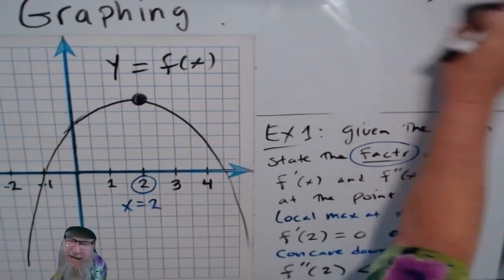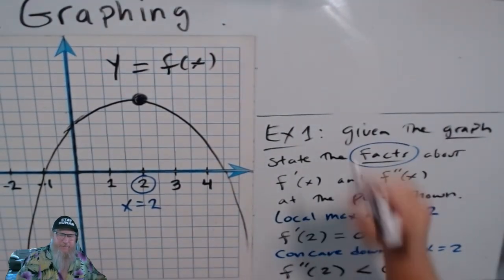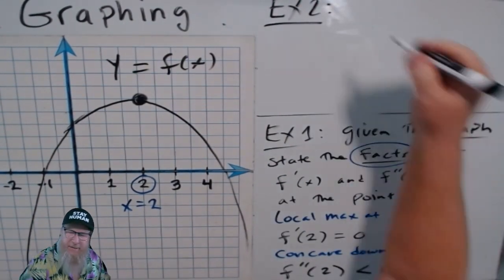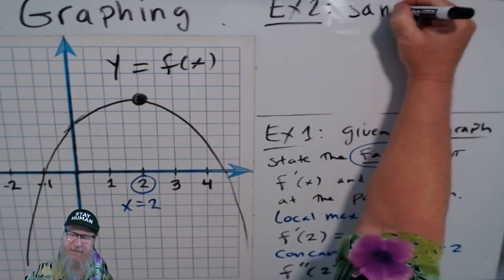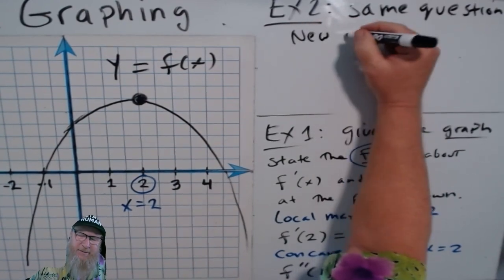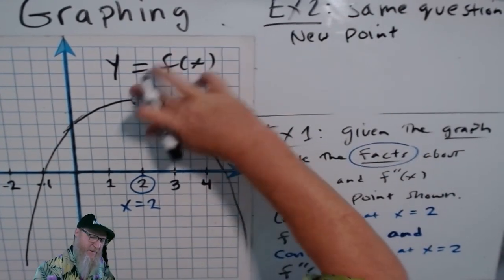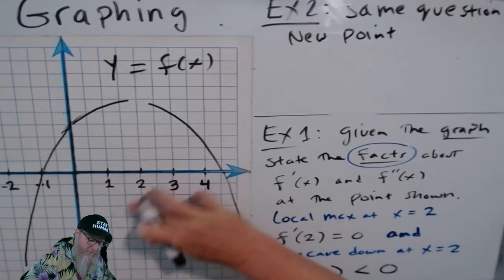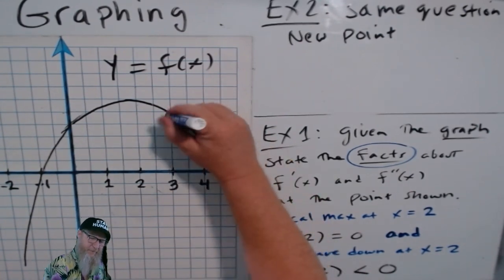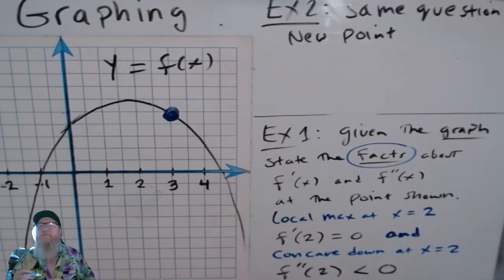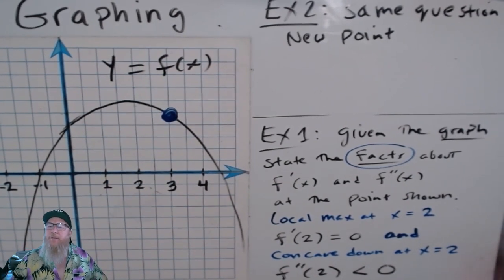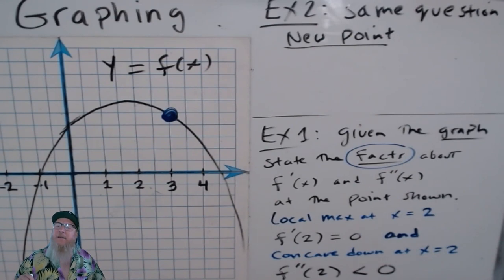Now, what happens if I change the point? Say this example 2. If I change the point, same question, new point. So let's change it to, say, here. So, tell me the facts.